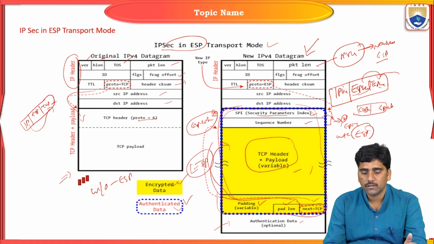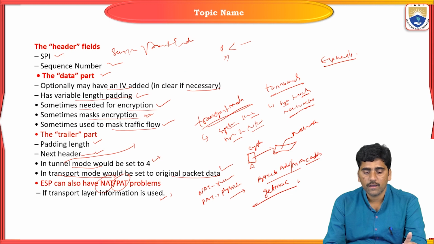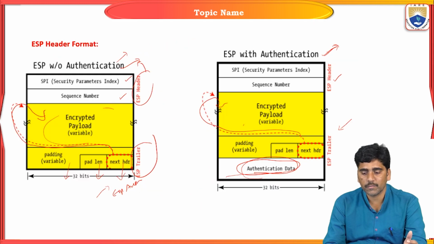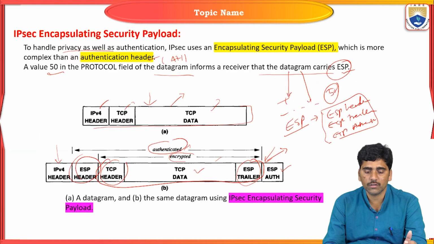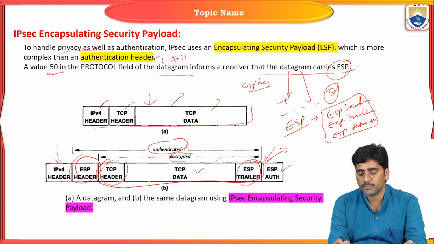Previously we discussed the header fields, both the ESP header format with authentication and without authentication. So once we revised all the topics: IP security, encapsulating security payload. Encapsulating security payload is a service of IP secure which includes the IP header as well as the ESP header and ESP trailer. Here it provides both authentication as well as privacy mechanisms.